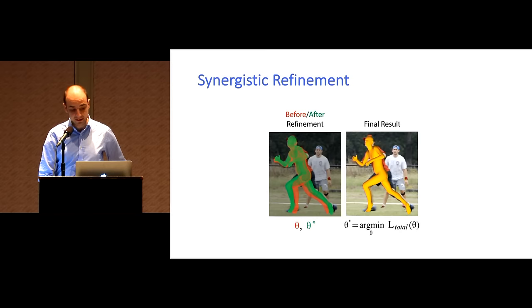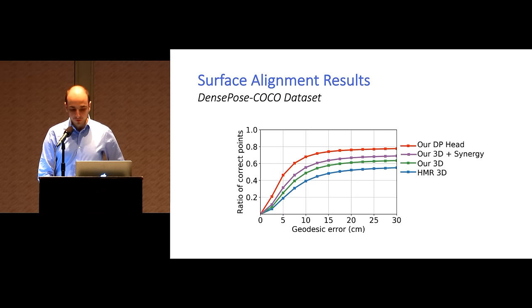Here we see an example like that. We quantify the improvement in terms of surface alignment accuracy on the DensePose COCO dataset. In red, we show the dense pose regression results, which serve as an upper bound. In blue, we evaluate the HMR baseline. And in green, we show that our part-based system uniformly outperforms HMR. And in purple, we show that synergistic refinement further improves alignment accuracy.